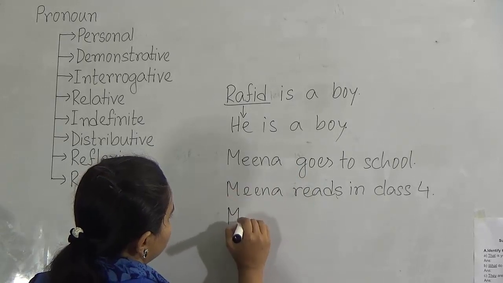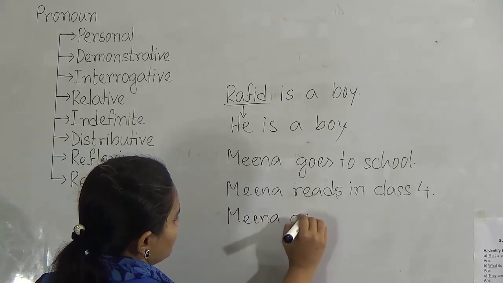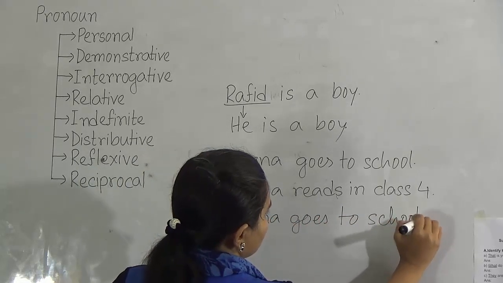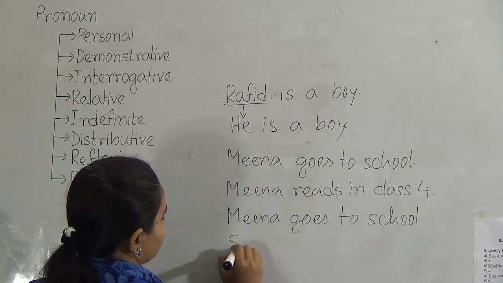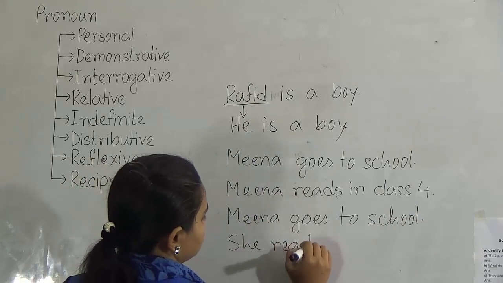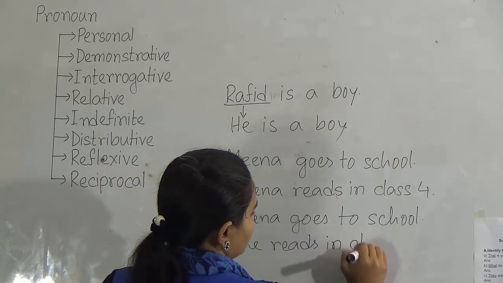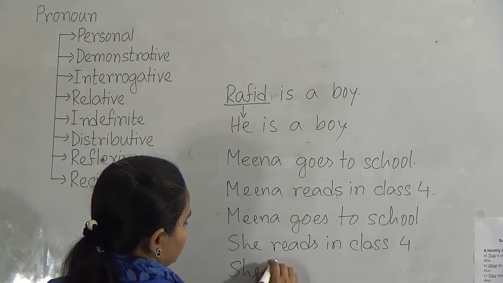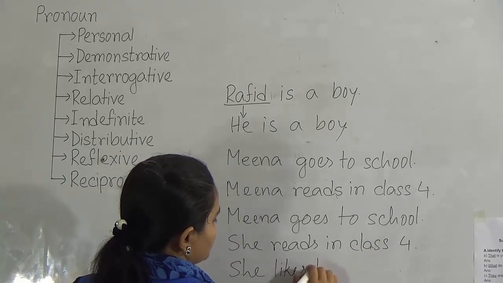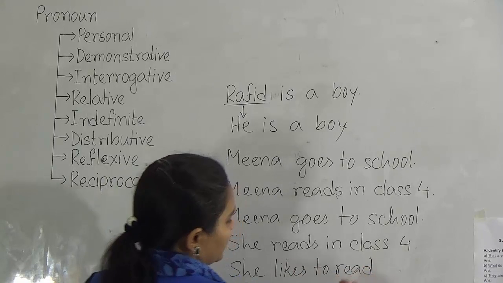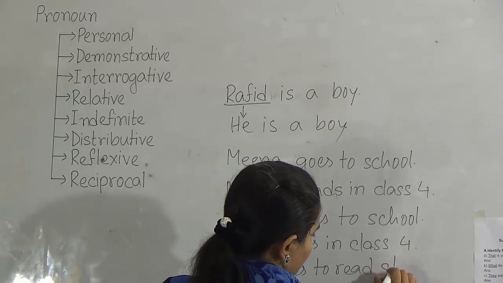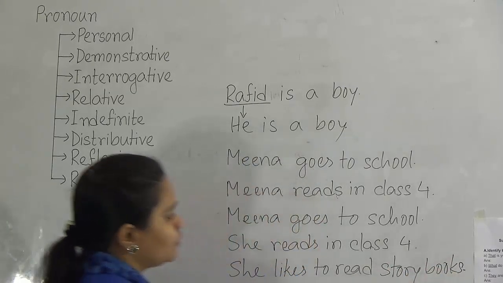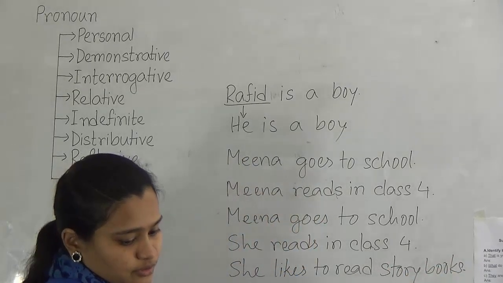Just like it, Mina goes to school. We can write these sentences like this. Mina goes to school. She reads in class 4. She likes to read storybooks. Now look, it sounds good, right?